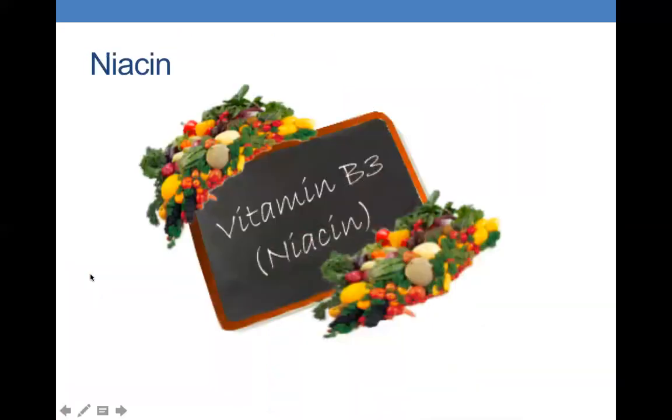Niacin, B3. So niacin helps form nicotinic acid and nicotinamide, and it's needed for generation of ATP by burning fats and carbohydrates. And it became a major problem in the Southeast U.S. in the late 1800s and persisted all the way until the 1930s, where they saw epidemic proportions of niacin deficiency.